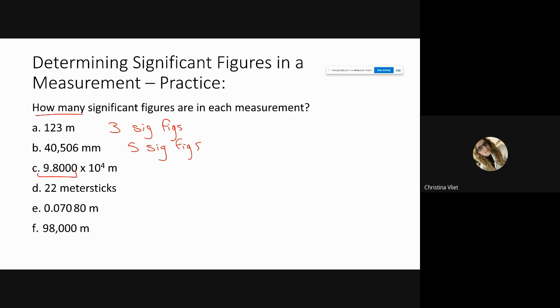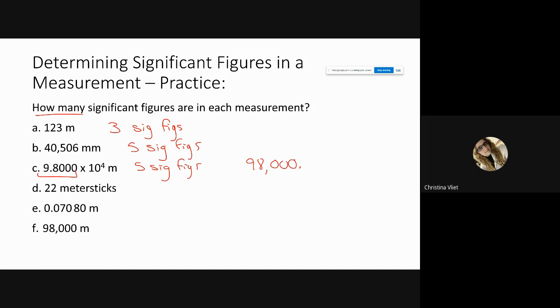Either way, these zeros are in the back. There's a decimal. Do they count? Were they written on purpose? For sure. So this is 5. You don't look at the 10 to the 4th part at all. However, if you had evaluated it, you would have come up with 98,000 if you changed it out of scientific notation. It would still have the decimal because it had the decimal here, right? So it is 5. It's exactly 98,000. Does that make sense?